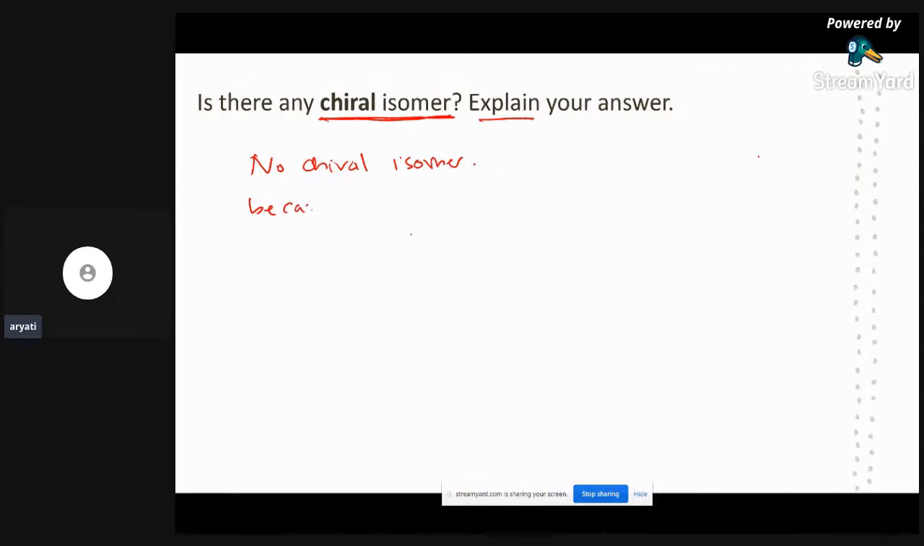Because there are no chiral carbon, or no chiral center.